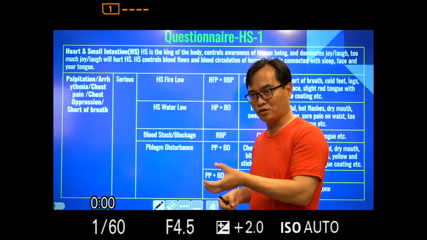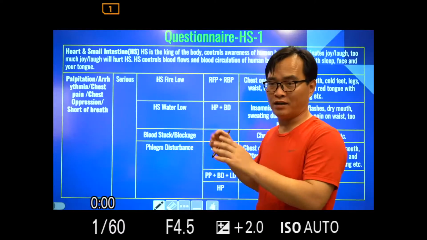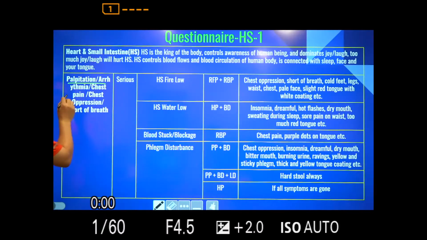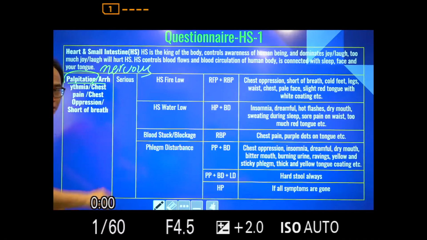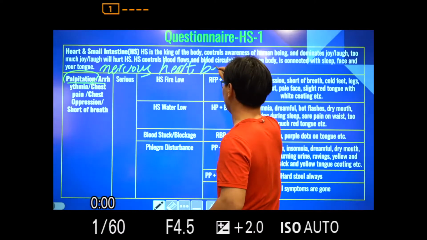Most of those kinds of items or conceptions, we will summarize, we will classify, and then we will work on that. So even here, like palpitation for the HS system, what is palpitation? Another way to show it is that people have a very fast heartbeat. And when people have palpitation, they feel nervous, and when they feel nervous, their heartbeat is very fast.